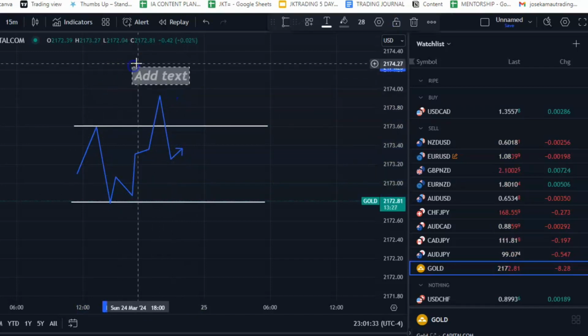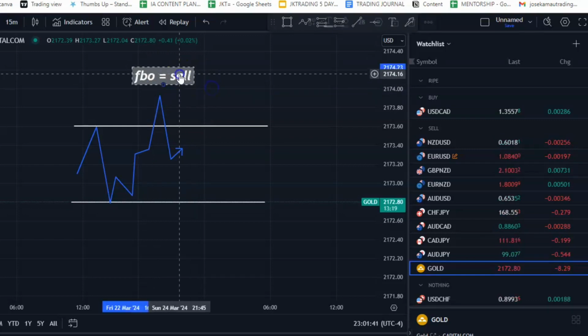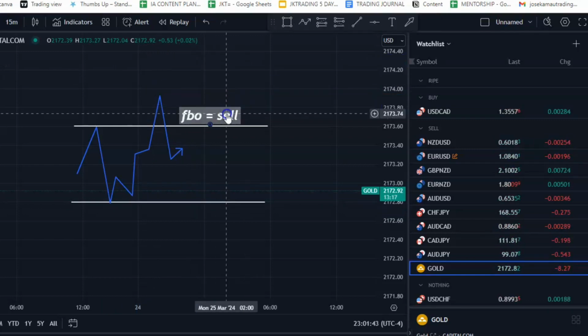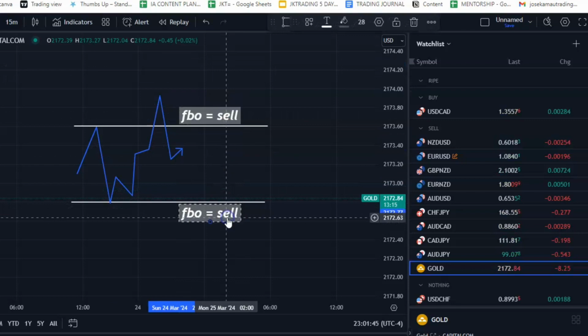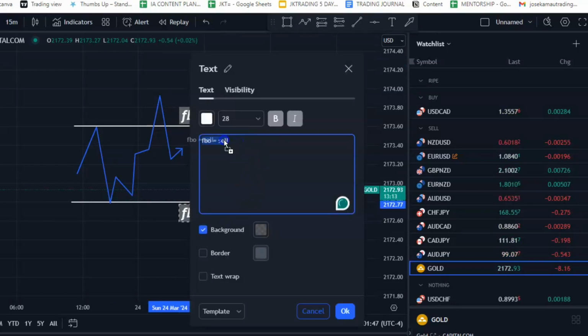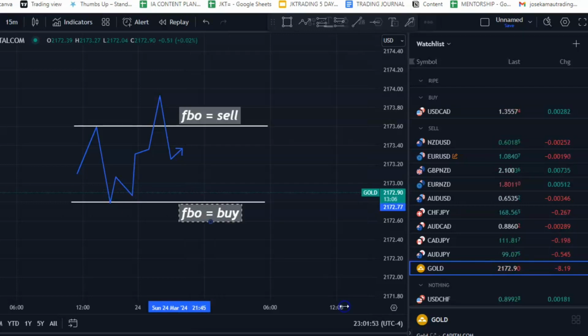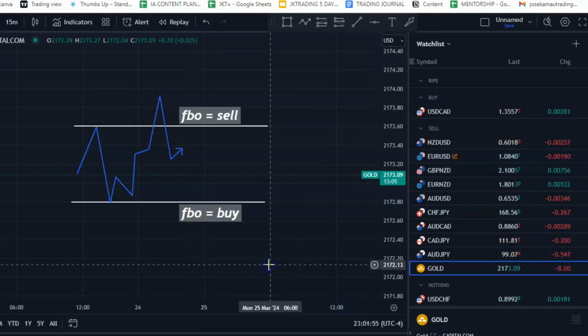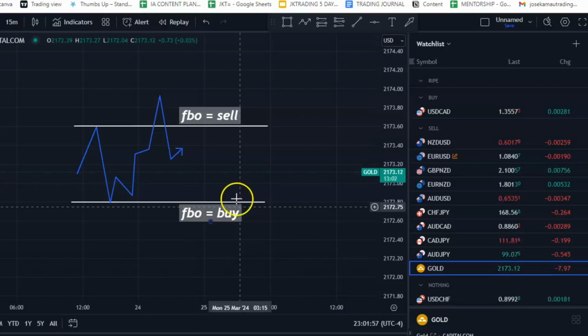A failed breakout is a signal that the next day we are going to have a sell setup if it's at the high. Or a failed breakout at the low is telling us that the next day we will be looking for buys. Simple. That is the weekly market structure.